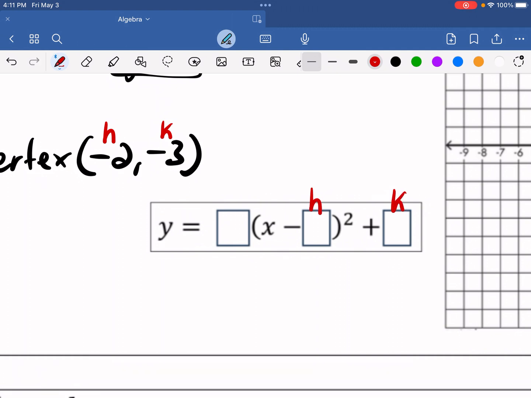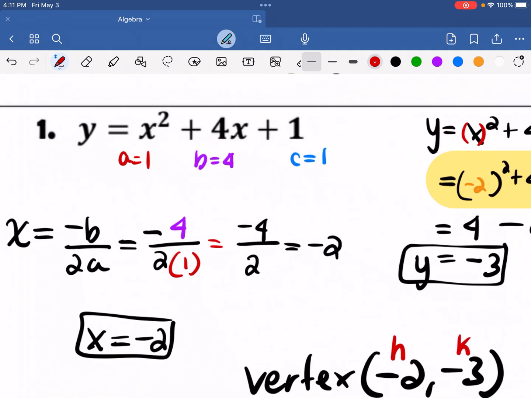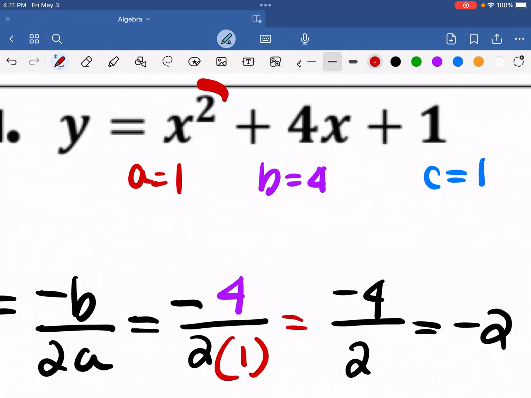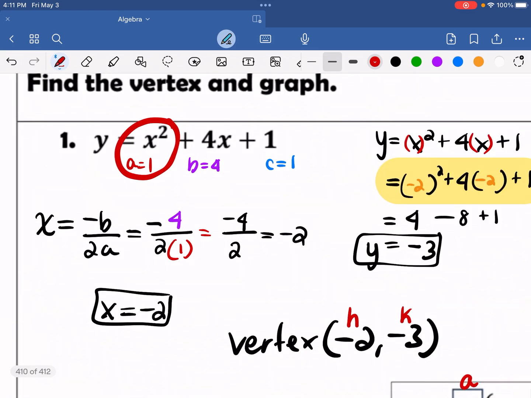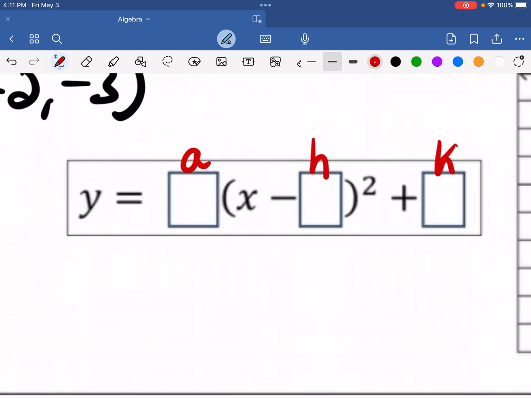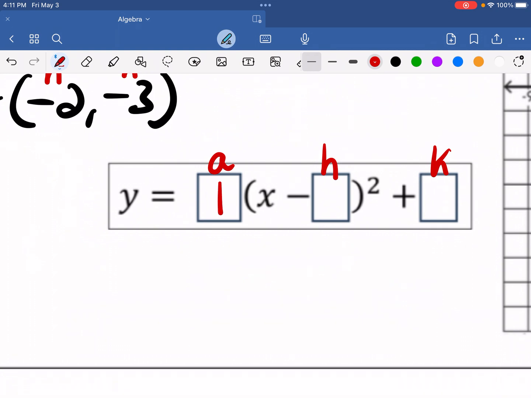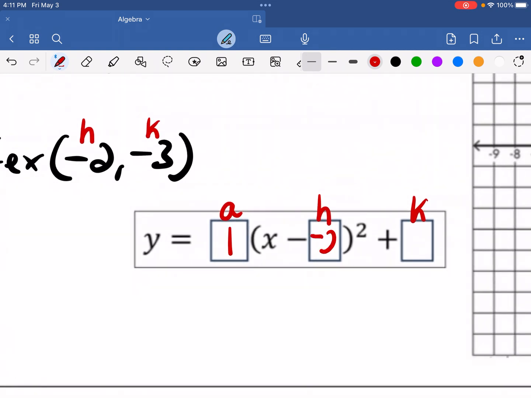All right, and what letter goes in the front? The A. Where do you get the A from? From the beginning. What number did we say A was? A is 1. So those are the three answers you're using. A is 1, H is negative 2. It doesn't matter that there's a minus already, you still need to put negative. And K is negative 3.